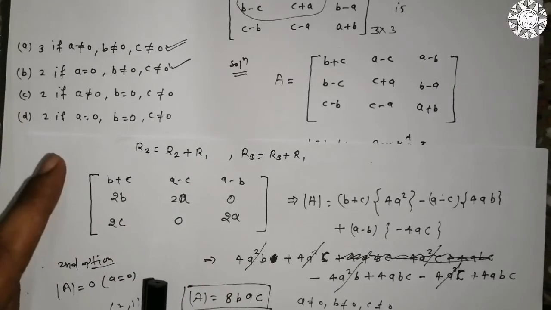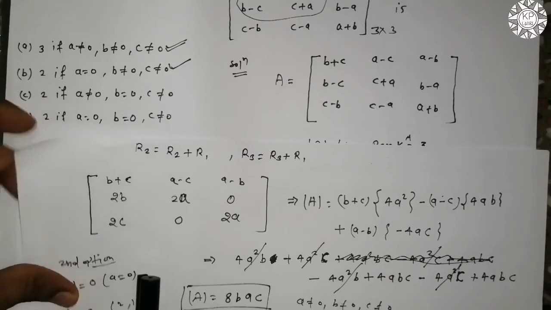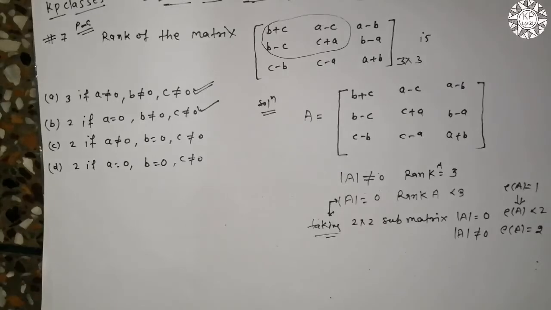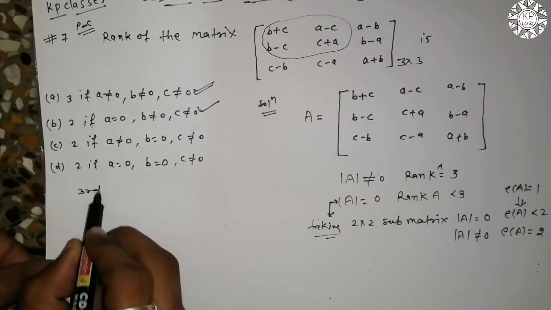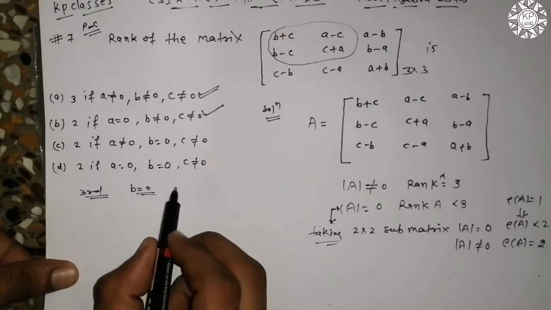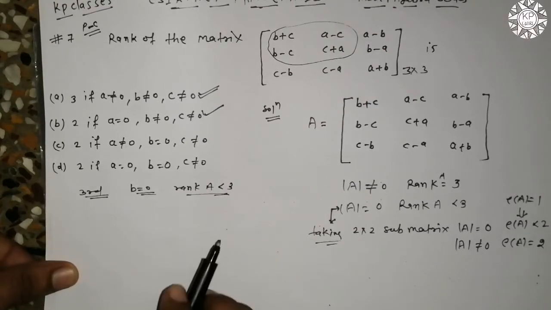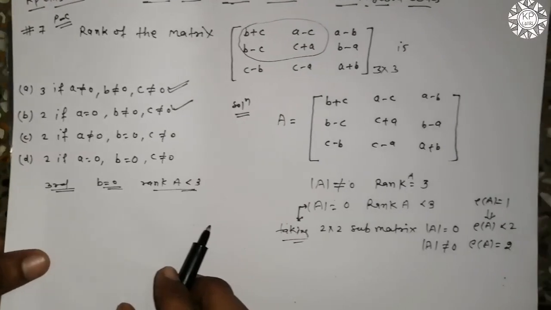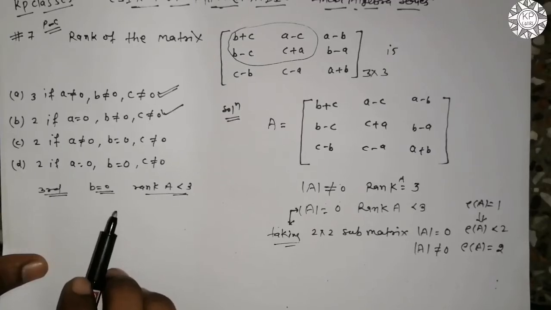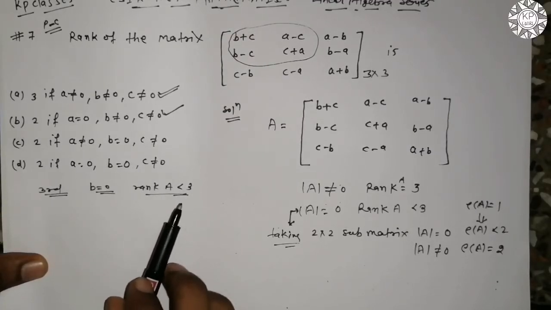Now check the 2 cross 2 submatrix in the third and fourth options. Now check the third option, b equals 0, and the possible rank of A is less than 3. If the determinant of the 2 cross 2 submatrix equals 0, then rank of A equals 1, not 2.